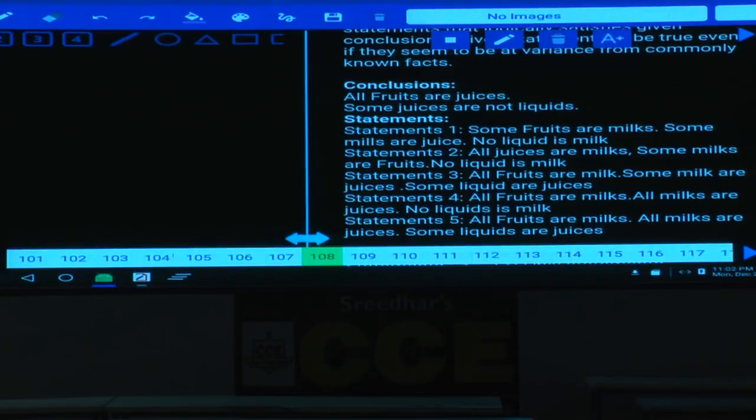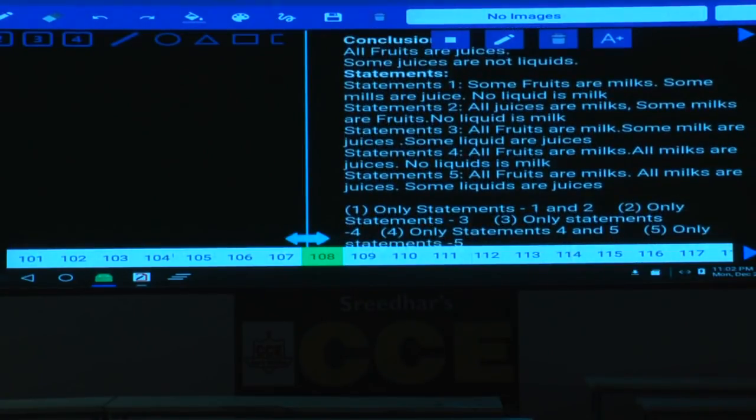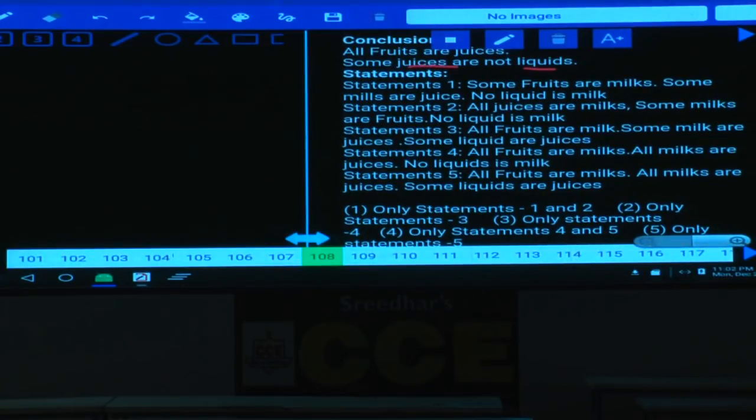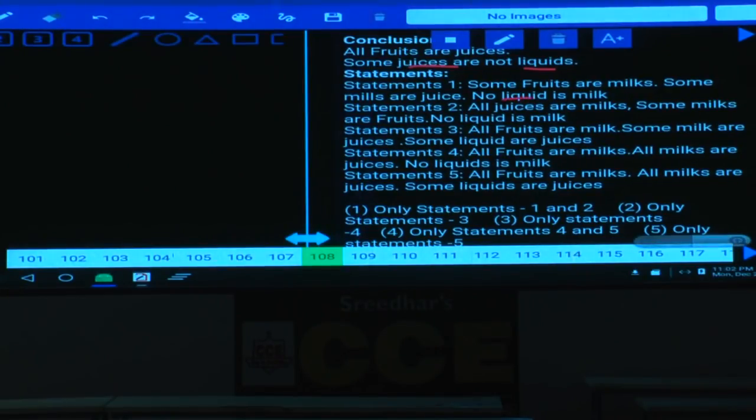Now in this one, the conclusion is some juices are not liquid. First priority should always be for the negative conclusion. Now we need to check from which statements we can get some juices are not liquid. Now choice statement 1, some fruits are milk. As it is a negative conclusion, negative conclusions can be drawn only from the negative statements. What is the negative statement here? No liquid is a milk, isn't it?